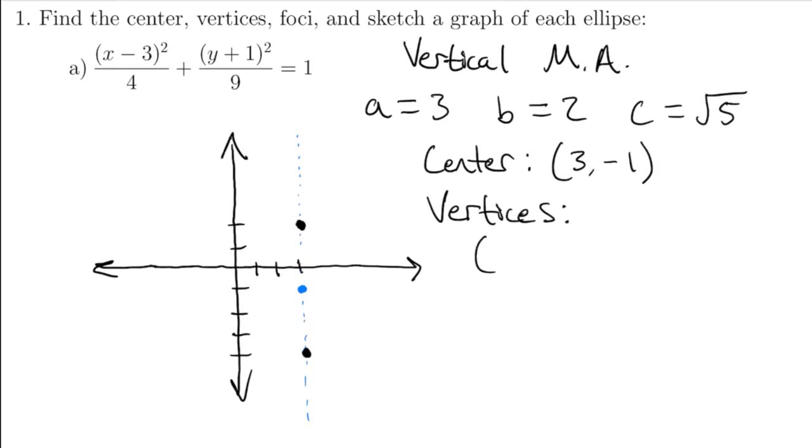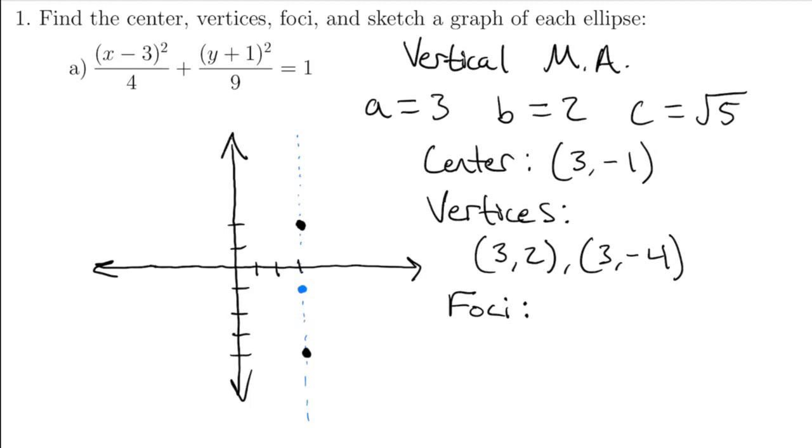So what are my two vertices? Well, the first one is (3, 2). And the second one is (3, -4). Okay, so I have my two vertices. And from here, what do I need to find? Foci, and then I need to finish the sketch of the graph, and we'll be done. So how can I find my foci? Well, I know that c is the distance from the center to each focus. And since c is square root of 5, I can just go up square root of 5 from the center and down square root of 5 from the center, right?